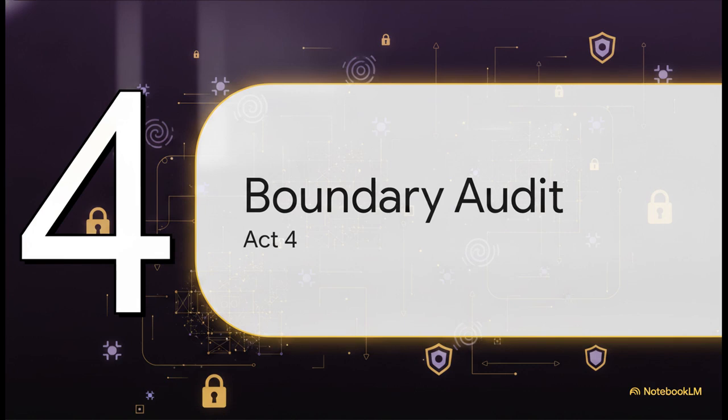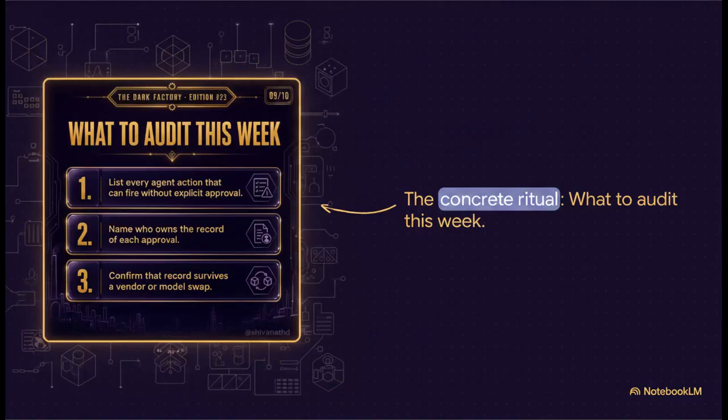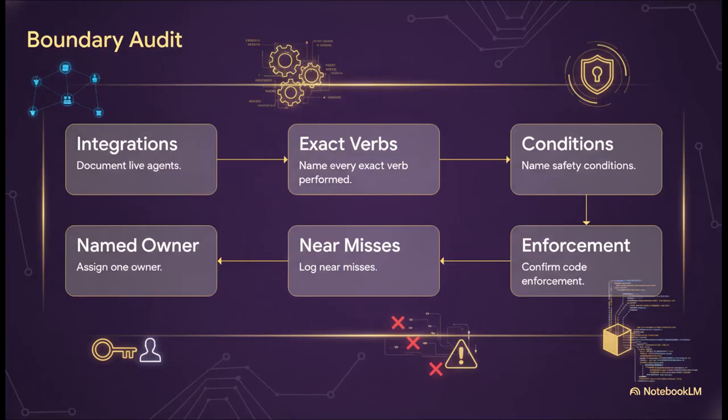Act 4, the resolution. Since hoarding uncurated memory is a liability, how do we safely operate this infrastructure? Well, the resolution is an immediate, tactical ritual that you should be running every single month. We call it the Approval Boundary Audit. Here is the exact checklist you need to run with your engineering teams. First, you're going to name every live agent integration you currently have. Next, name the exact verb it performs. Is it reading, drafting, or is it auto-executing?